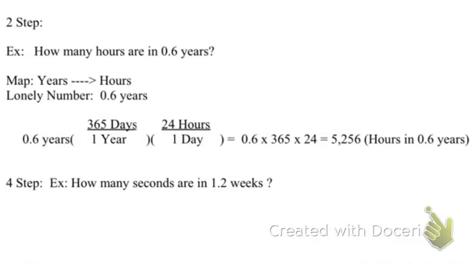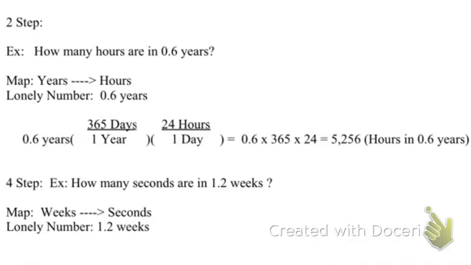Okay, this is now a 4-step problem. How many seconds are in 1.2 weeks? So, first thing we'll do is draw a map. Our map goes from weeks to seconds because we know how many weeks we have and we're trying to get to seconds. The next thing we do is identify the lonely number. Our lonely number, 1.2 weeks.